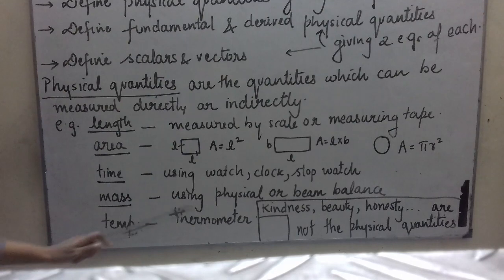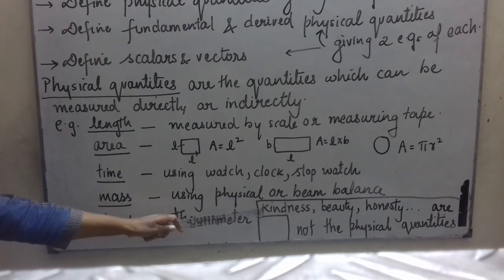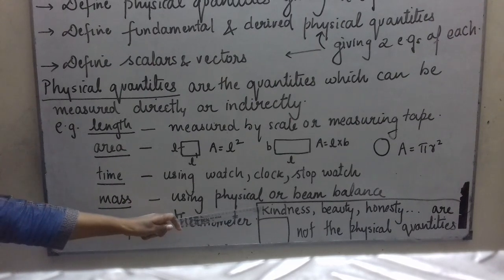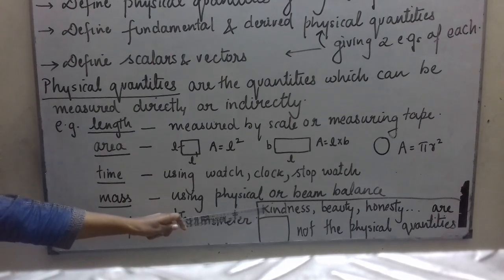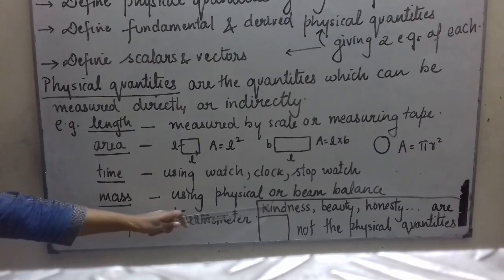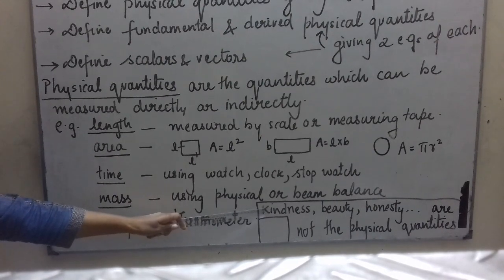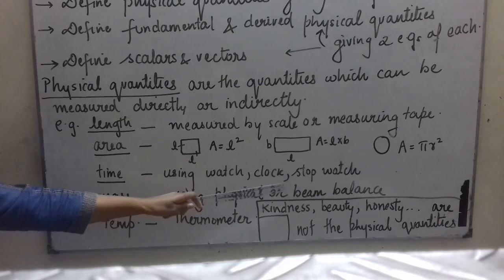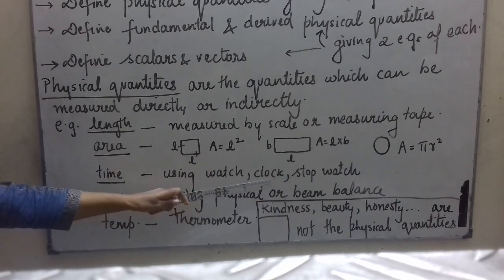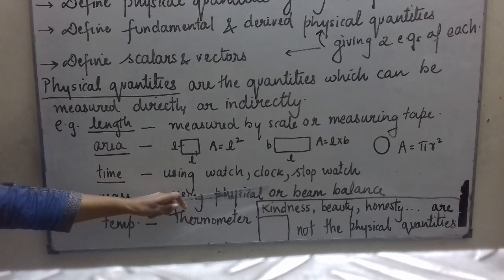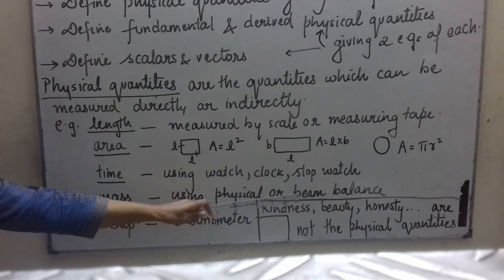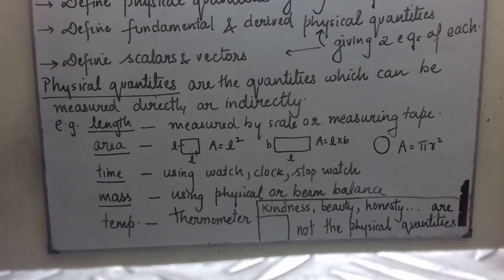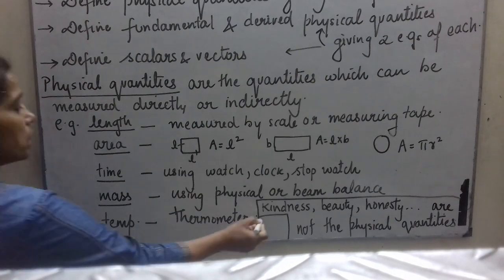On the other hand, when we talk about qualities like kindness, beauty, honesty, can we measure them? We don't have proper measurement. They cannot be measured using any instrument or using any formula. One person may find someone beautiful, while for the other person, he or she may not be equally beautiful. So we can say kindness, beauty, honesty, qualities like these are not physical quantities, as they cannot be measured.